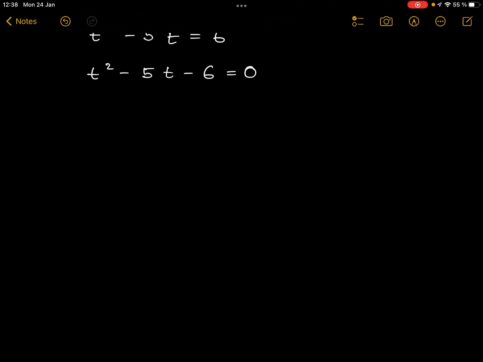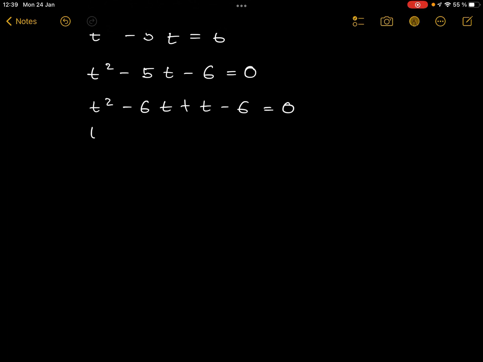Now, we've got a quadratic equation in terms of t right here, and you could use the quadratic formula to solve this, but I'm going to use a slightly different approach. I'm going to rewrite minus 5t as something else. I'm going to rewrite it as minus 6t plus t, and I'm just going to rewrite minus 6.